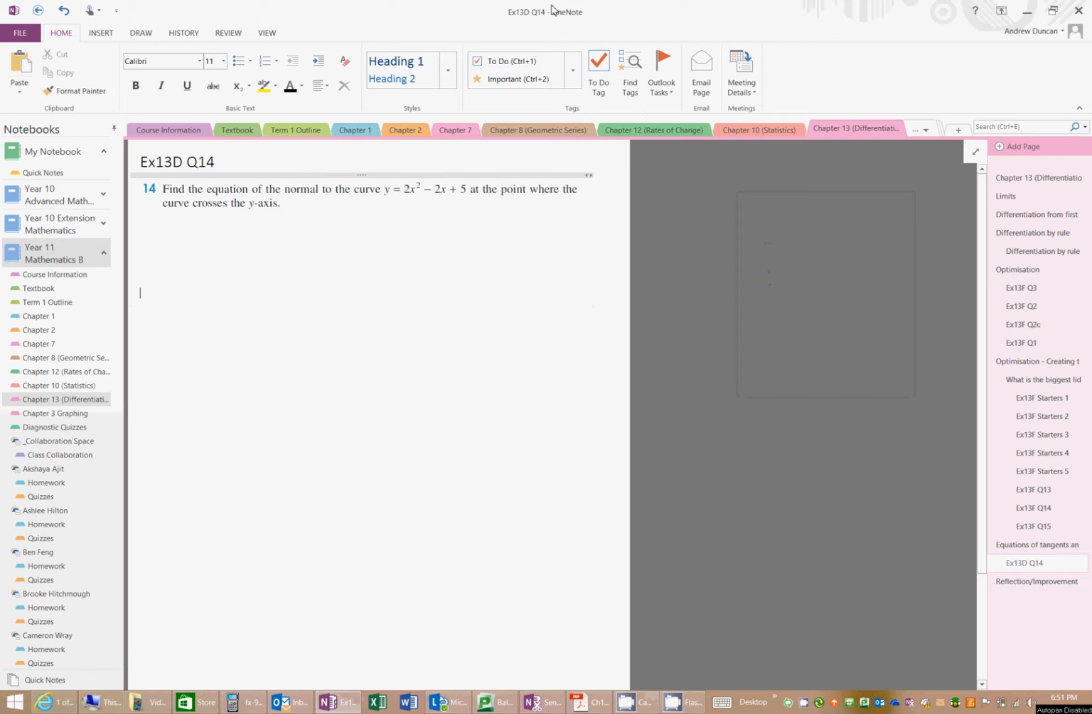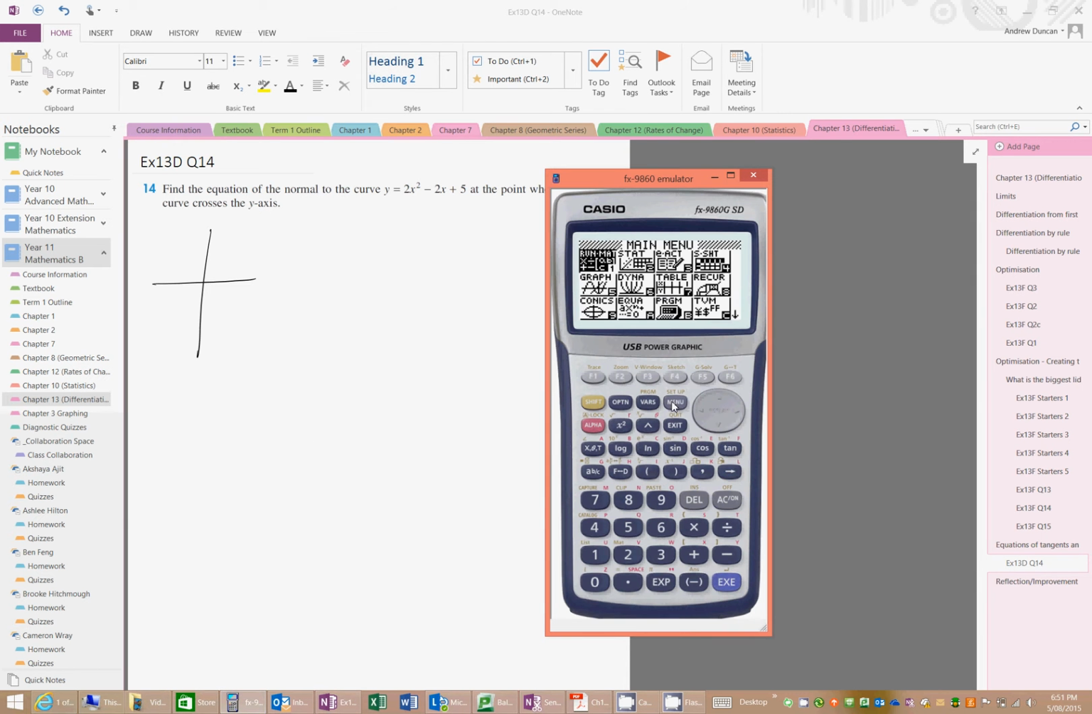Find the equation of the normal to the curve y equals 2x squared minus 2x plus 5 at the point where the curve crosses the x-axis. Okay, if you graph this thing, let's graph it properly. Should have some idea what it looks like.